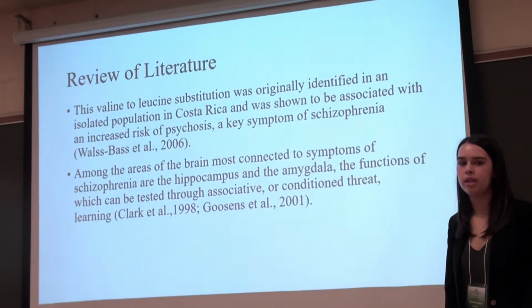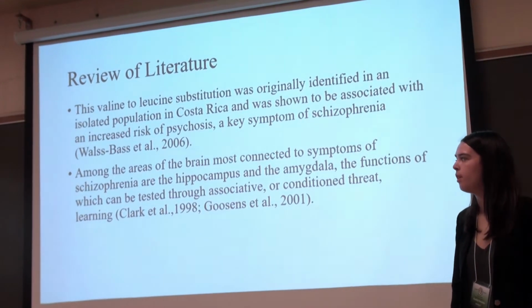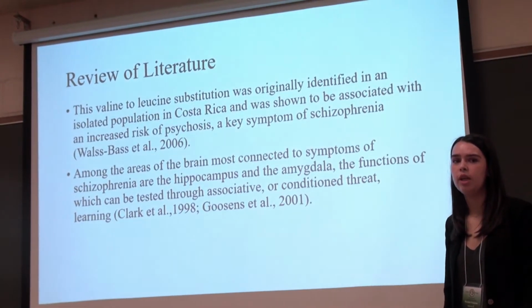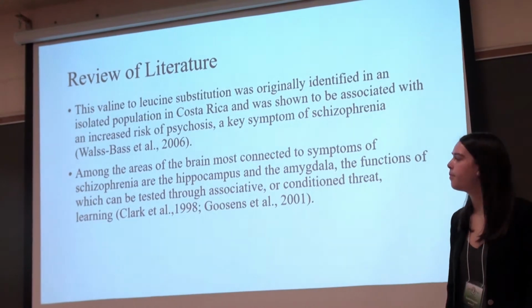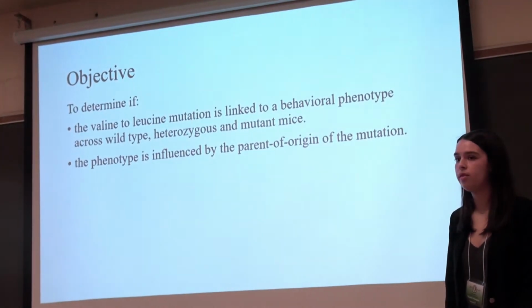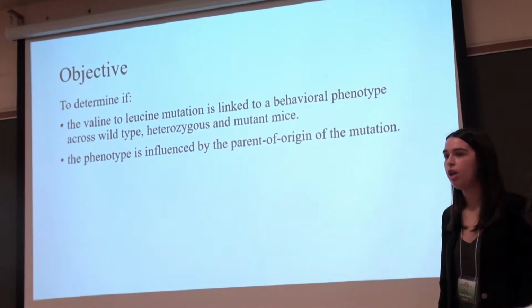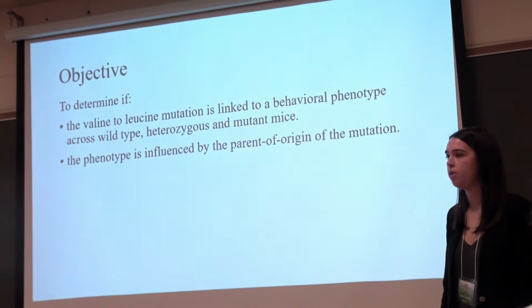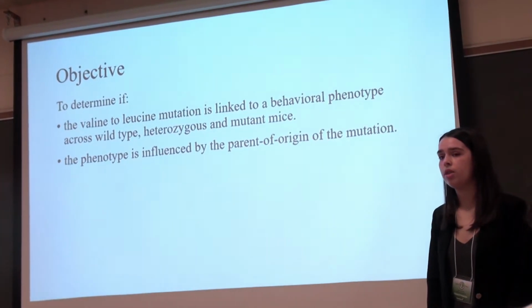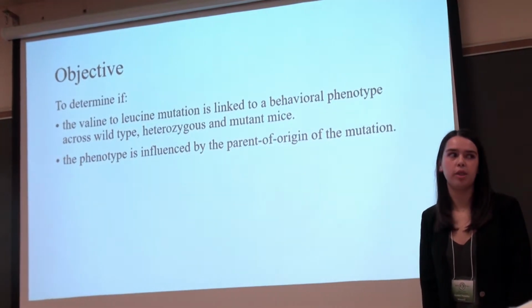Among the brain regions implicated in schizophrenia, the amygdala and hippocampus are two. The functions of these brain regions can be tested via the associative or conditioned threat learning paradigm. Using this paradigm, I aim to determine whether the valine to leucine mutation was associated with a behavioral phenotype across wild-type, heterozygous, and mutant mice with the transmembrane mutation. Additionally, I aim to determine whether this behavioral phenotype was influenced by the parent of origin of the mutation.